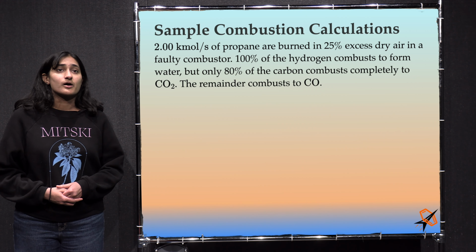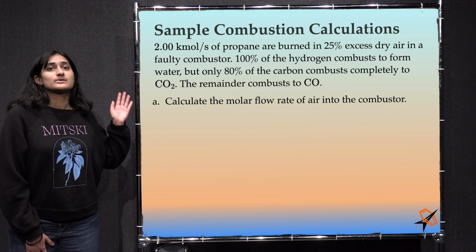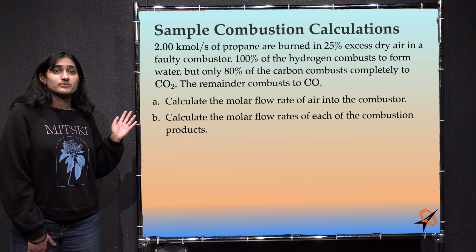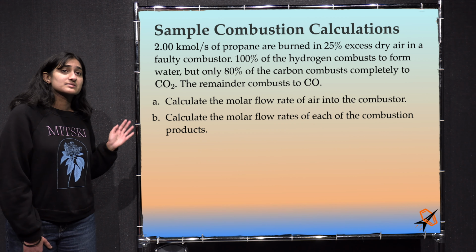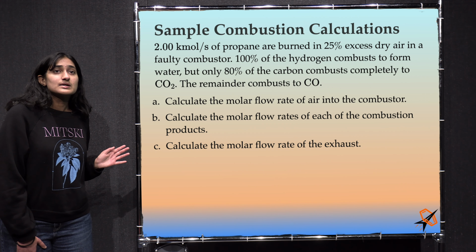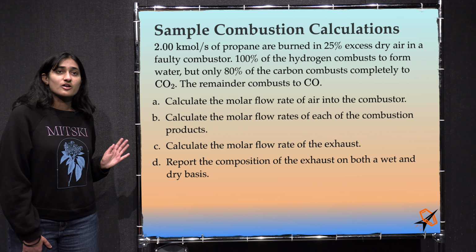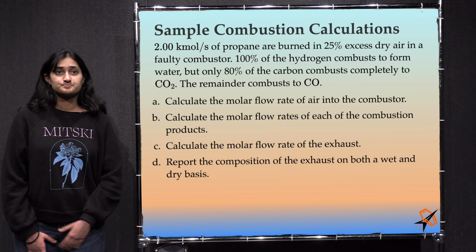The things to calculate are: A. The molar flow rate of air into the combustor. B. The molar flow rate of each of the combustion products. C. The molar flow rate of the exhaust. D. Report the composition of the exhaust on both a wet and a dry basis.